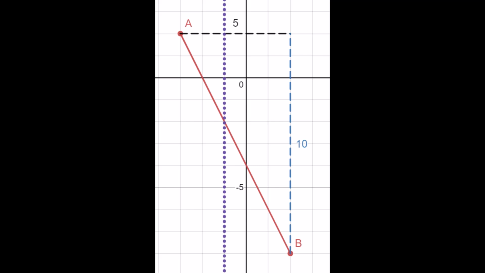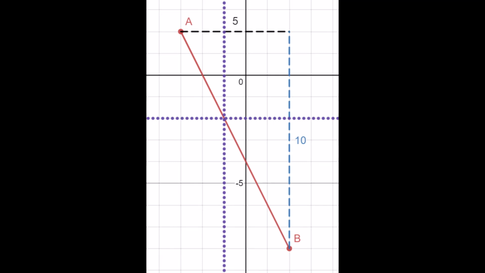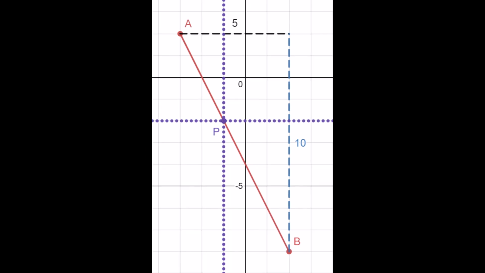2/5 of the y distance is 2/5 times 10, which is 4. 4 units down from point A in the y direction is -2. We go down because point B is below point A. The second dotted purple line shows the y-coordinate of point P, which is -2. So now we can plot point P at -1, -2.